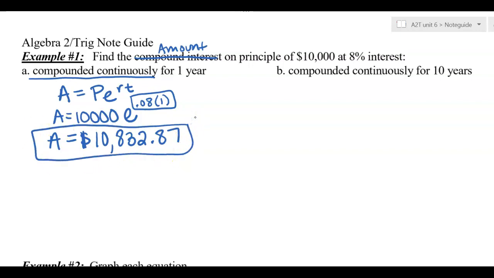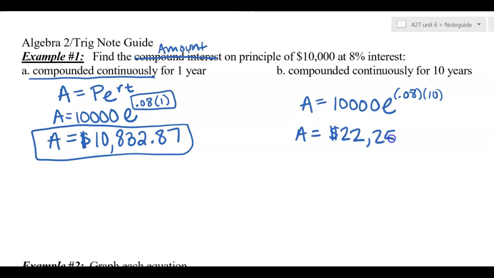All right, and now let's look if we compounded it continuously for 10 years. So this is the same formula and the same interest rate. All we're doing is upping the amount of years that we kept it in there. So this is where you want to make sure that both your 0.08 and your 10 end up in the exponent, or we would end up with pretty different answers. And so here you should get $22,255.41.